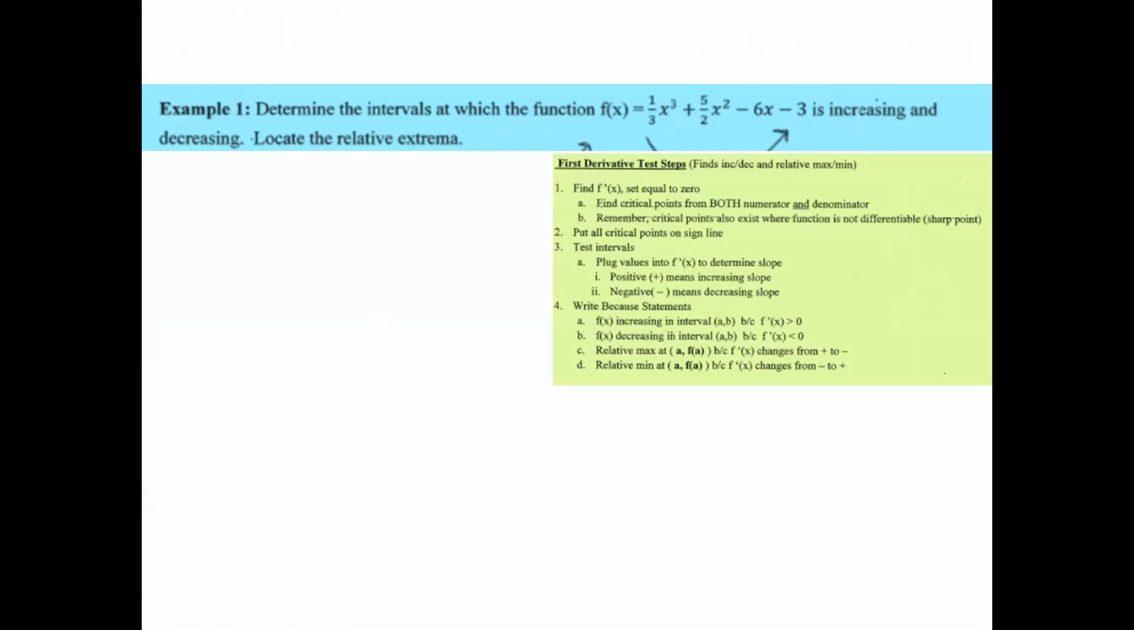With example 1, first step, it says determine the interval at which f of x, that really ugly thing right there, is increasing or decreasing, and locate the relative extrema. So first step is find f prime of x and set it equal to 0. This is going to be fairly easy. It's just going to be a power rule. So 1/3 times 3 is just 1x squared plus 5 over 2 times 2 is just 5x minus 6 equal to 0.